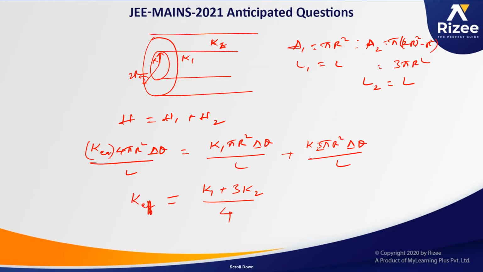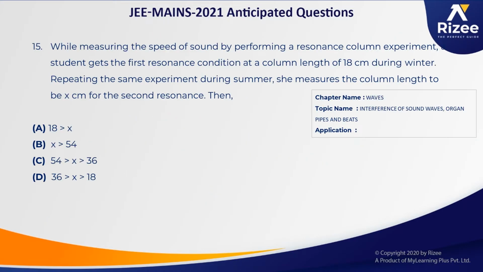Now coming to the next question, that is the 15th one. So what is this 15th question? While measuring the speed of sound by performing the resonance column experiment, a student gets the first resonance condition at a length of 18 centimeters, that is L1. During the winter, the same experiment is repeated during the summer. He measures the column length to be x at the second resonance, that is L2. So what is the difference between the winter and the summer?